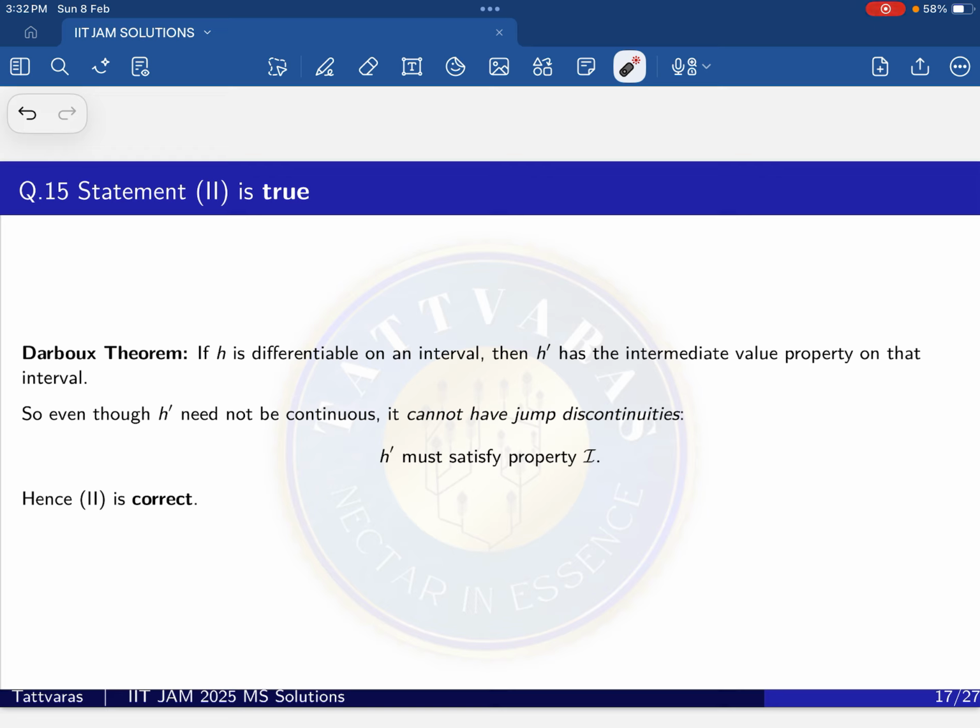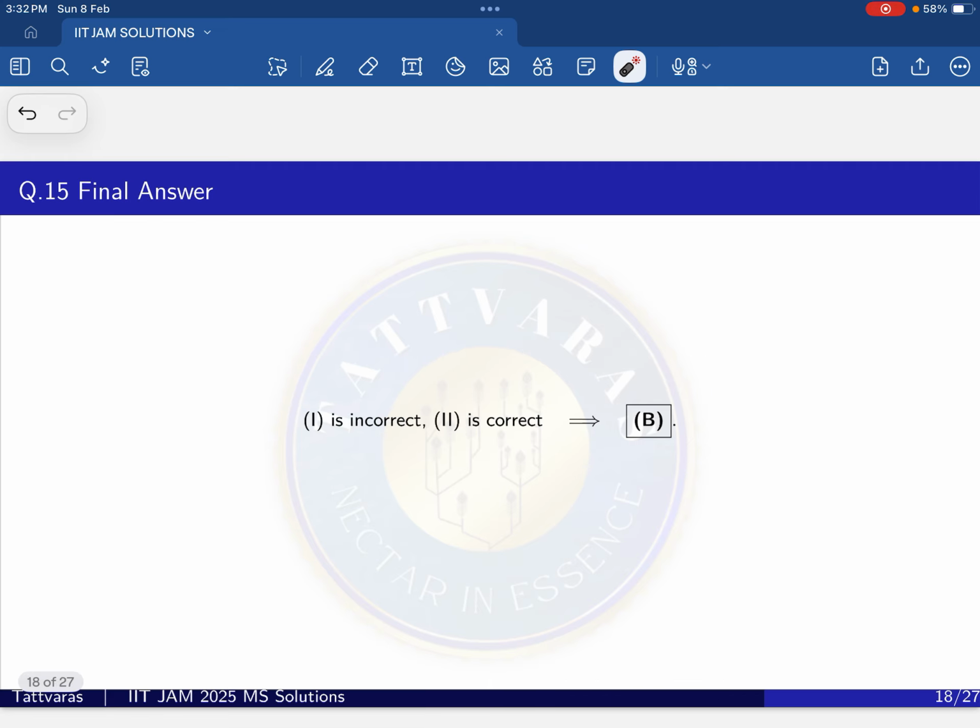It is better if you have a look at the result, and that will be much more nourishing and conceptually enriching, because you might get to learn many things from it. So this is the thing, and that automatically implies option B is the correct answer, where statement 1 is incorrect and statement 2 is correct.